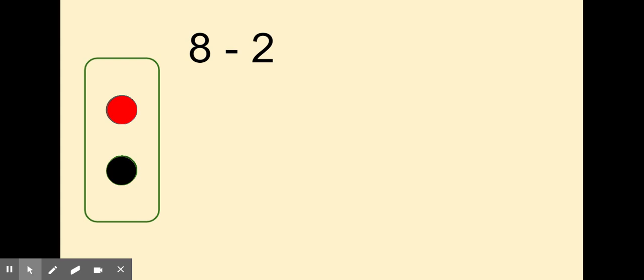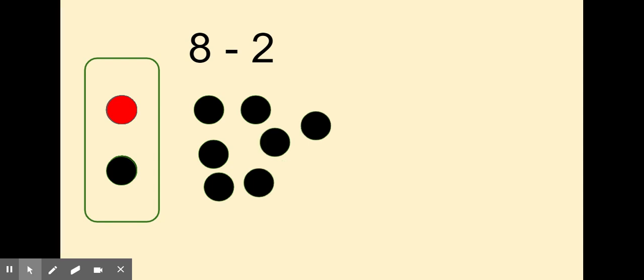Let's begin by modeling this. This is a positive 8. There's no sign in front of it. So I'm going to pull out 8 black chips because remember my black chips represent the positives. And there we have the 8.